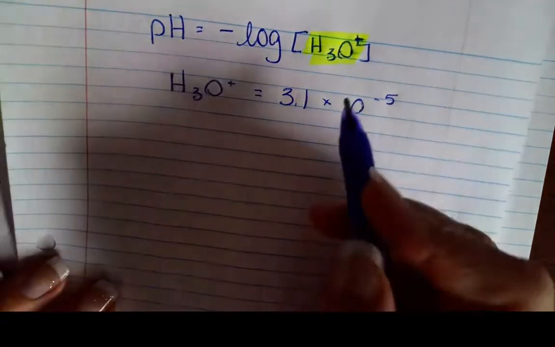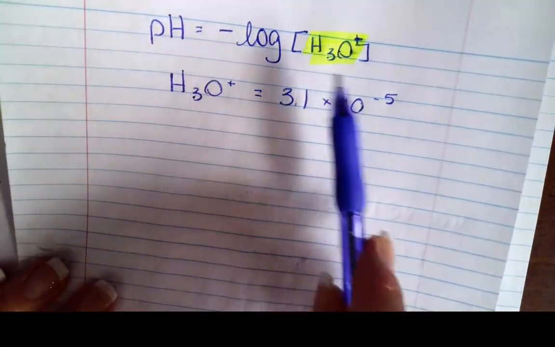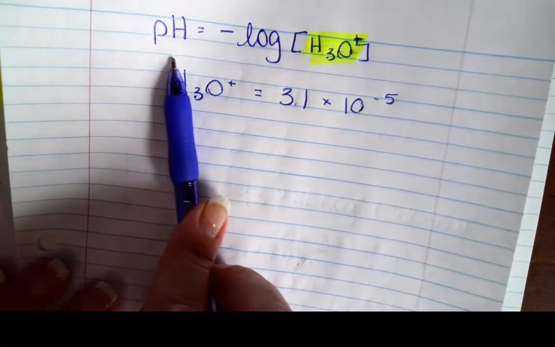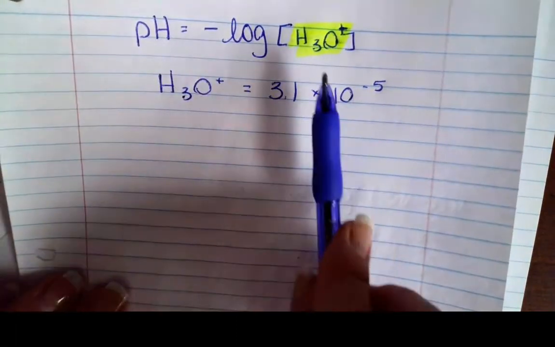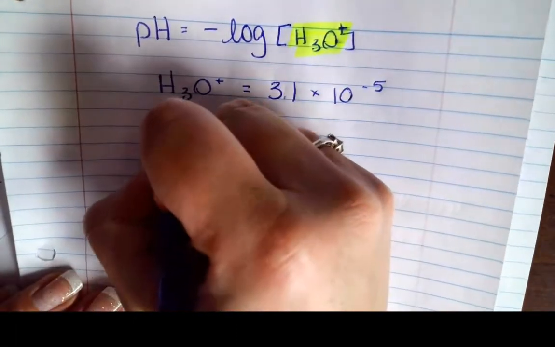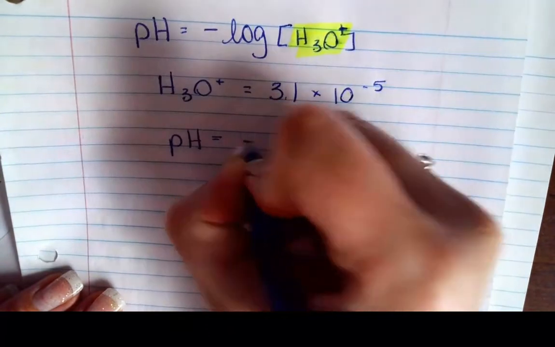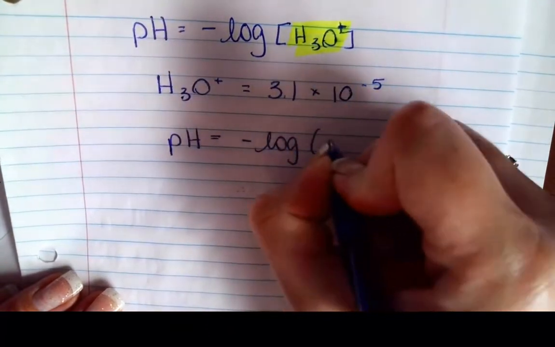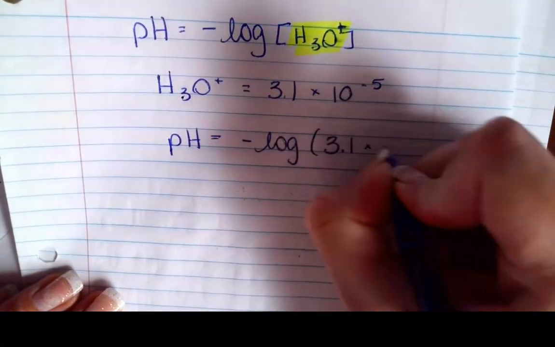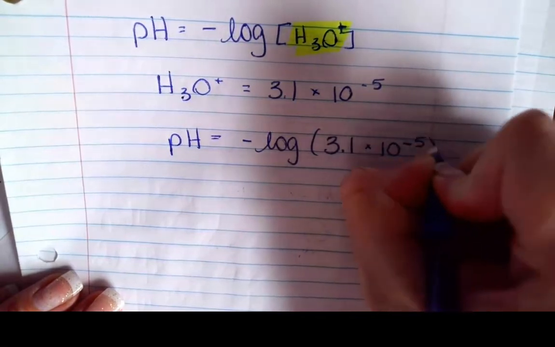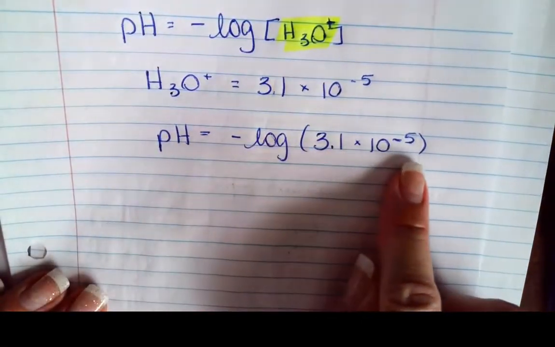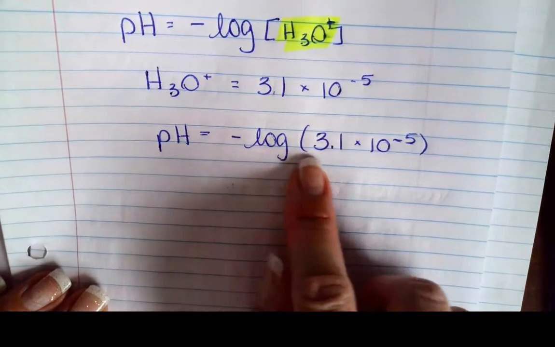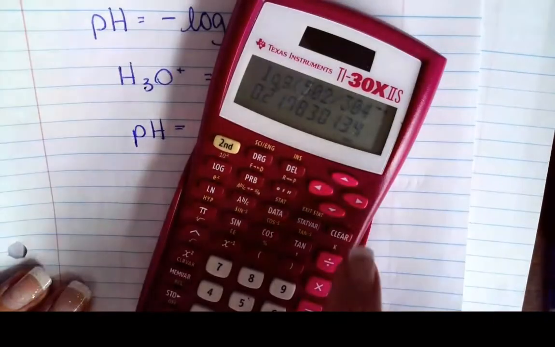Okay, and I want to round this to the nearest tenth. So I'm told what my hydronium ion concentration is, so I just need to plop it in here. My pH, therefore, is negative common log of 3.1 times 10 to the negative 5. Do you see any variables in there? No, you do not. So slap that in your calculator.